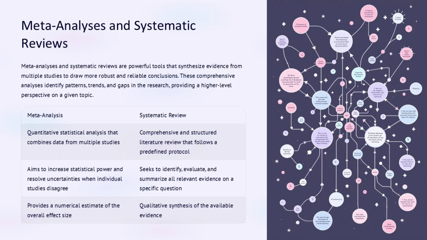Meta-analyses and systematic reviews are powerful tools that help us synthesize evidence from multiple studies. Meta-analyses use quantitative statistical analysis to combine data, increasing statistical power and resolving uncertainties when individual studies disagree. They provide a numerical estimate of the overall effect size. Systematic reviews take a comprehensive and structured approach, following a predefined protocol to identify, evaluate, and summarize all relevant evidence on a specific question. They provide a qualitative synthesis of the available evidence. Both approaches give us a higher-level perspective and help us identify patterns, trends, and gaps in the research.